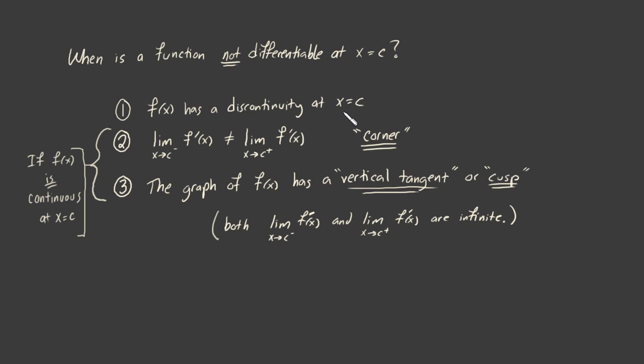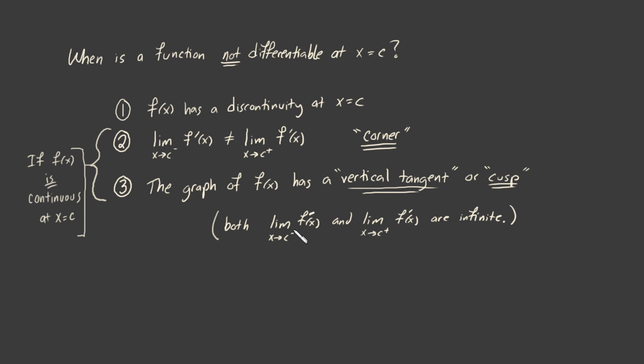Now, there are three primary ways in which this can happen. First, f of x might have a discontinuity at x equals c. That will prevent it from being differentiable there. Second, if f of x is continuous at x equals c, then still something could go wrong. For example, if the left and right limiting values of the derivative exist but disagree, then we again have a point of non-differentiability. We have created a corner. And also, we have the potential to create a vertical tangent or a cusp in the graph, both points of non-differentiability, as the corner is.